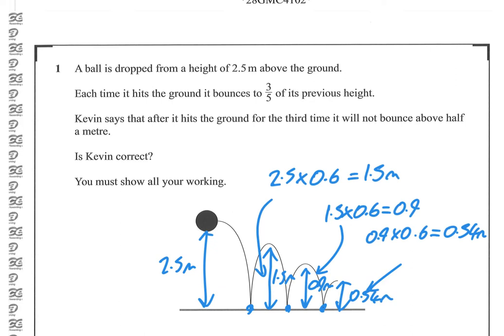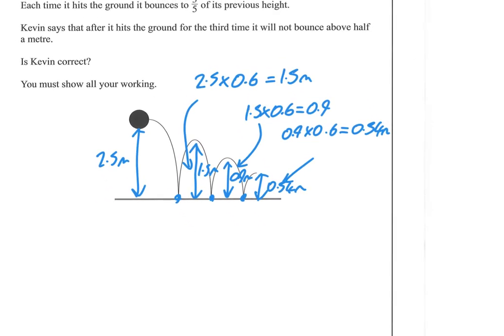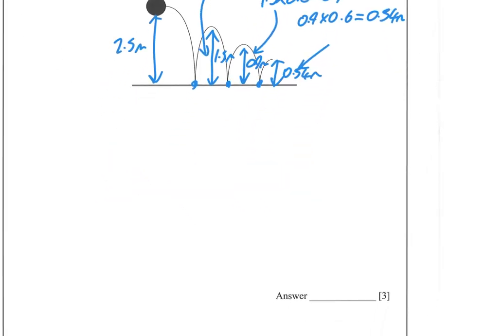So Kevin says that after it hits the ground for the third time, it will not bounce above half a metre, and it does. So we can say he is incorrect. So is he correct? No, he's not.